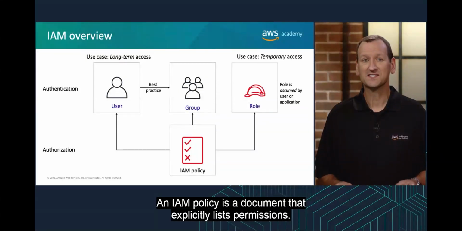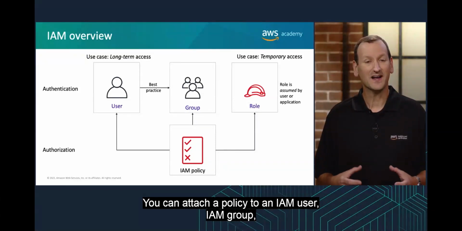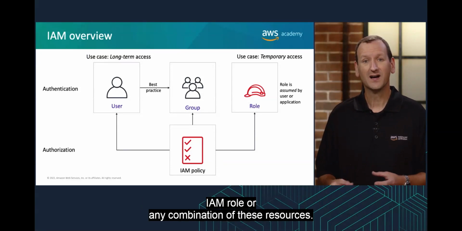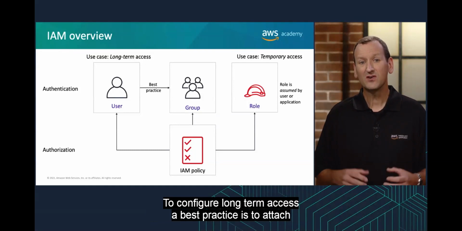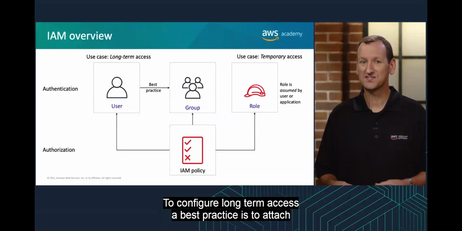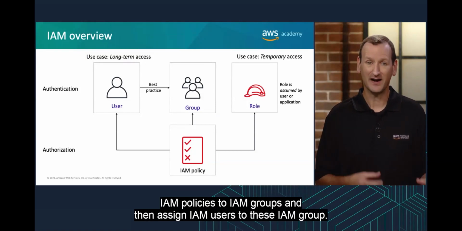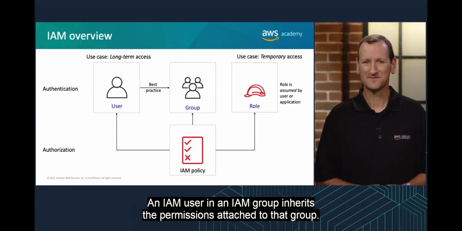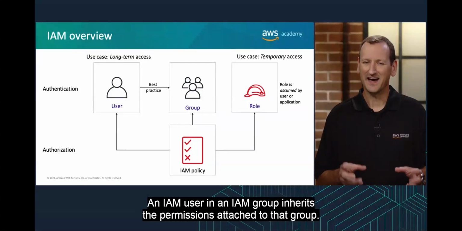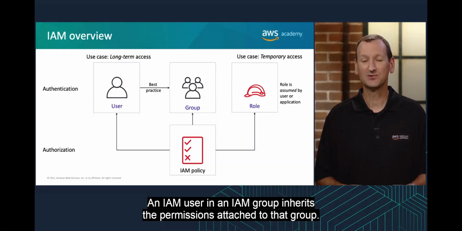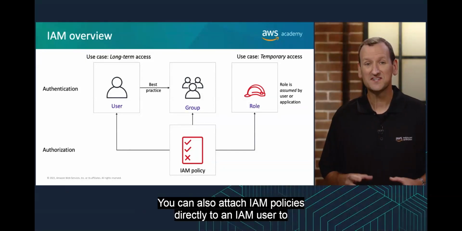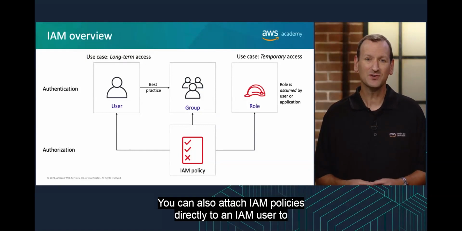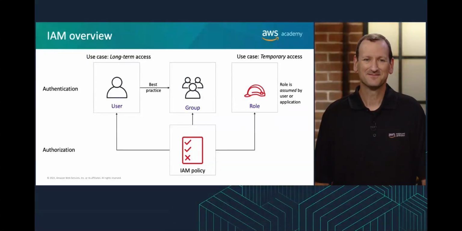An IAM policy is a document that explicitly lists permissions. You can attach a policy to an IAM user, IAM group, IAM role, or any combination of these resources. To configure long-term access, a best practice is to attach IAM policies to IAM groups, and then assign IAM users to these IAM groups. An IAM user in an IAM group inherits the permissions attached to that group. You can also attach IAM policies directly to an IAM user to further customize access.